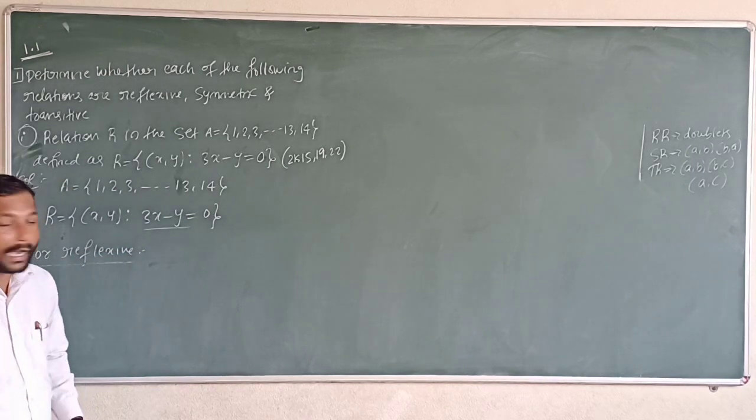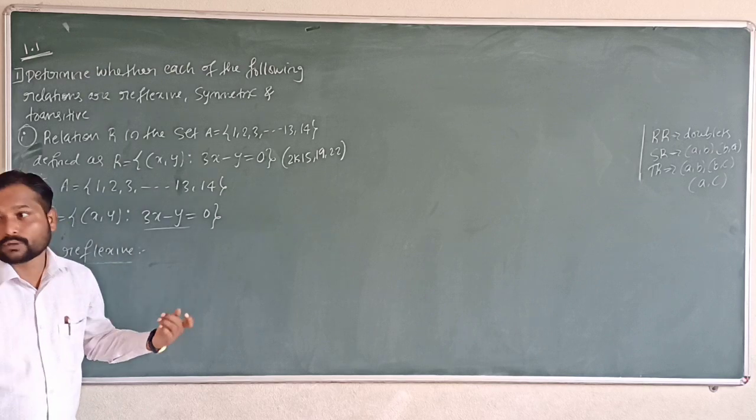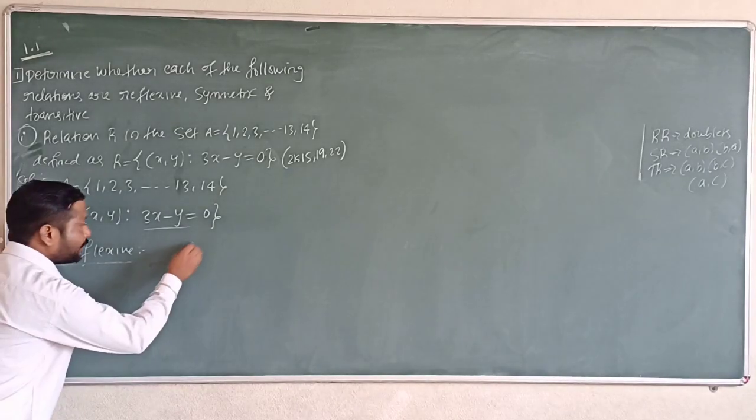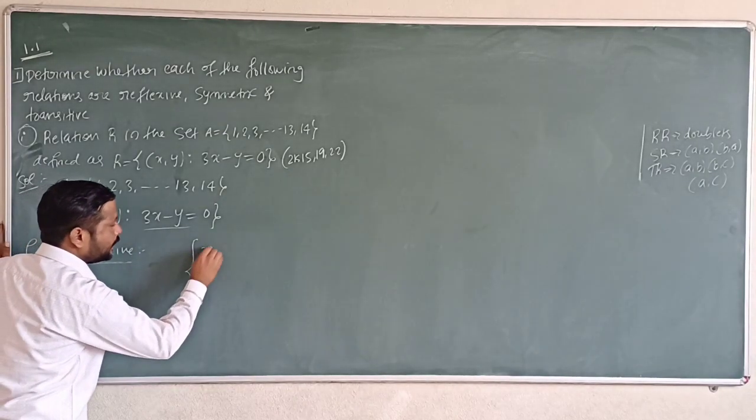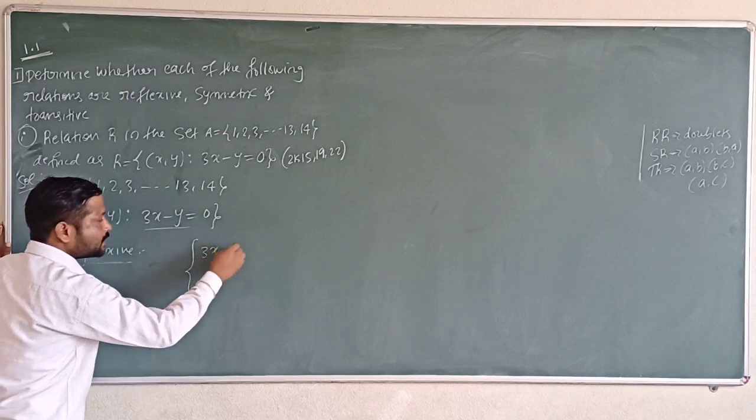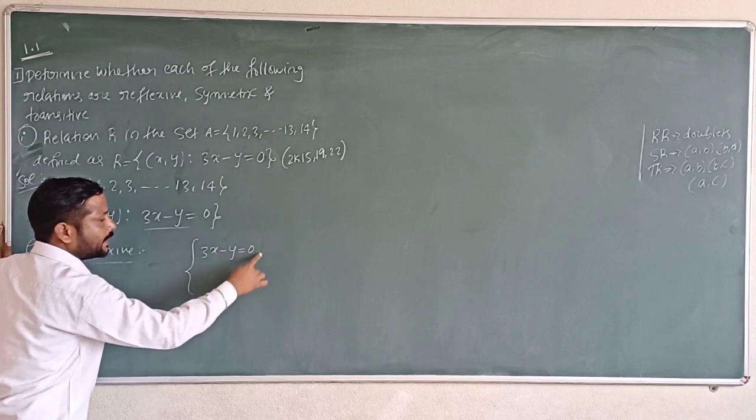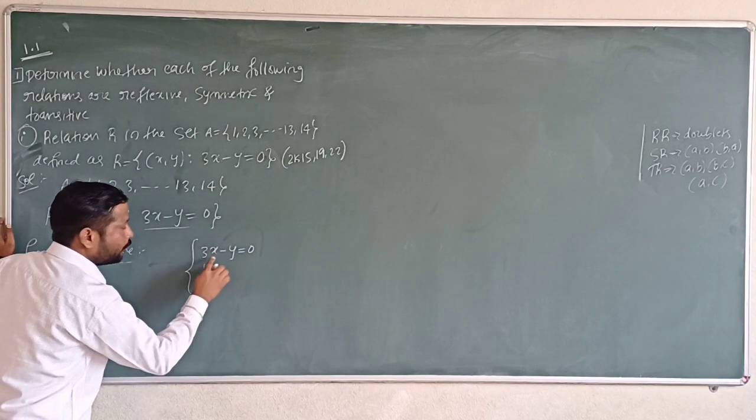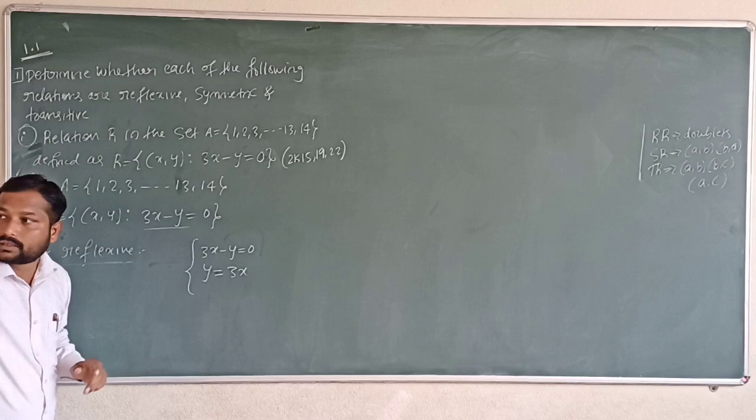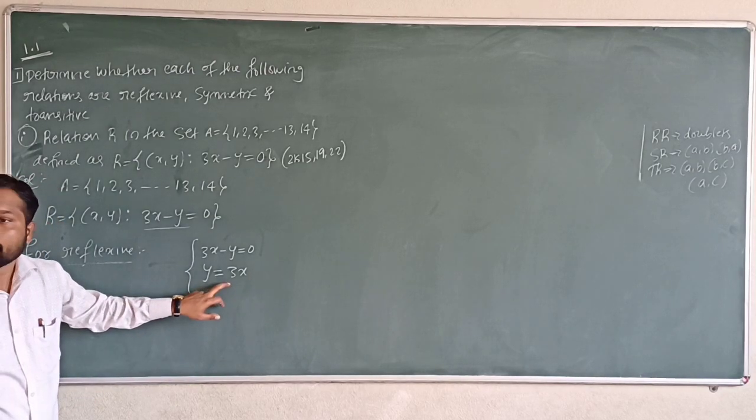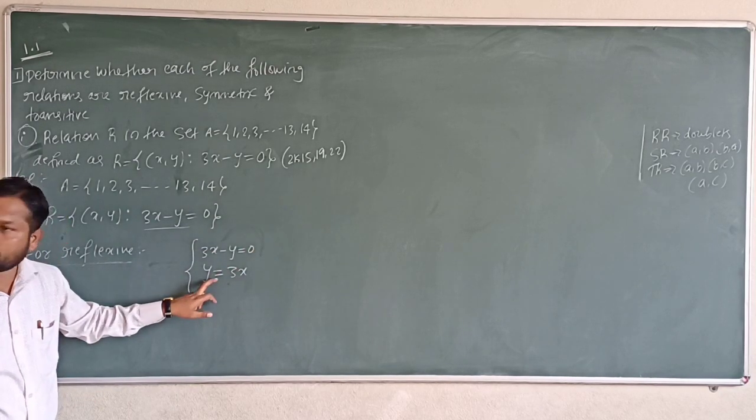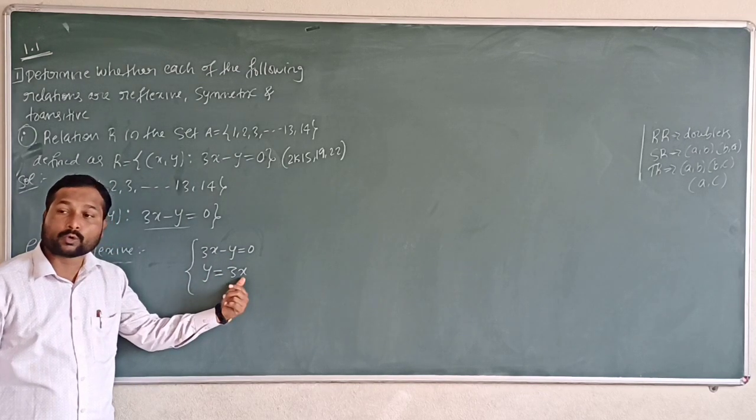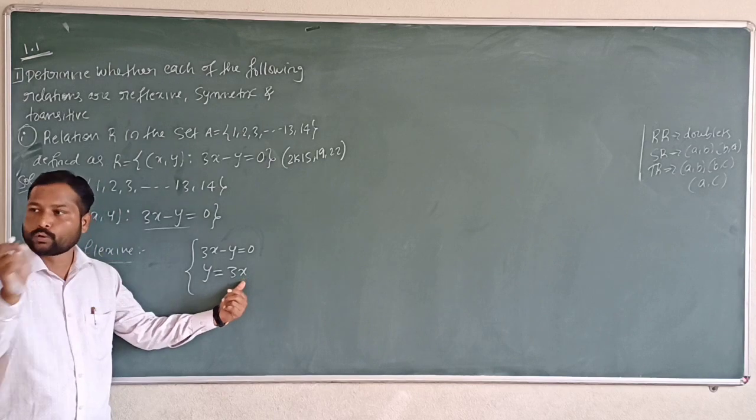We cannot think of the doublets directly, so first we have to solve the given relation here. Take 3x minus y equals 0. Now transfer minus y to the other side, it becomes plus y. So 3x equals y. What are the values of x? We can input x as 1, 2 up to 14, correct?